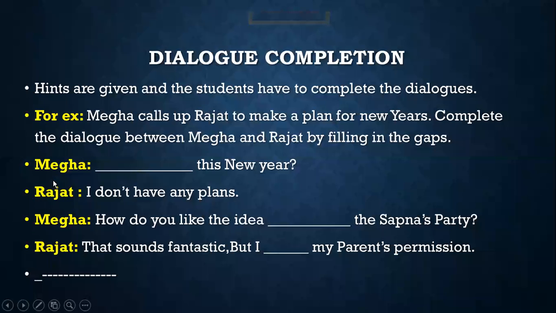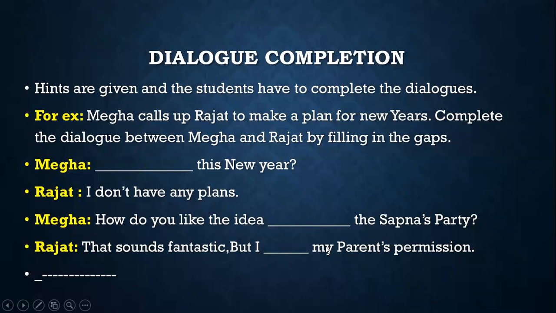So there are two speakers, one is Megha and another is Rajat. You can see that there are blanks in between which you have to fill up. So, dash this New Year, right? You can complete this dialogue by having a look at the answer: I don't have any plans. So what will be the question of Megha? What are your plans for this New Year?